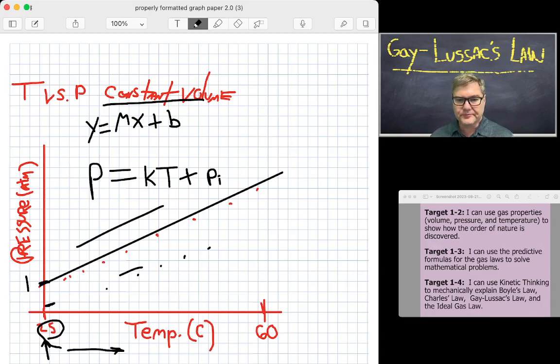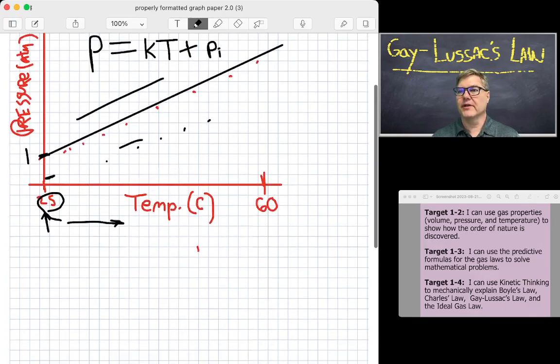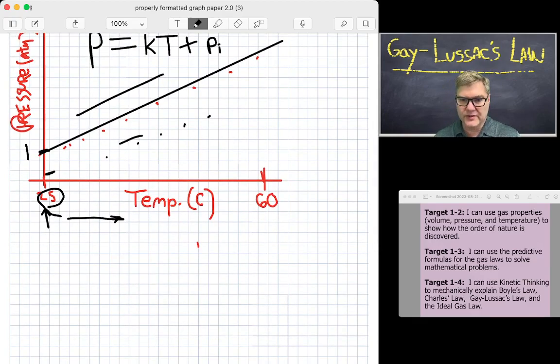Now, let's get away from the law stuff, and let's talk about the theory. All right, so let's see if I can. So scroll down a little bit here. And how would we go about kinetically explaining that line?